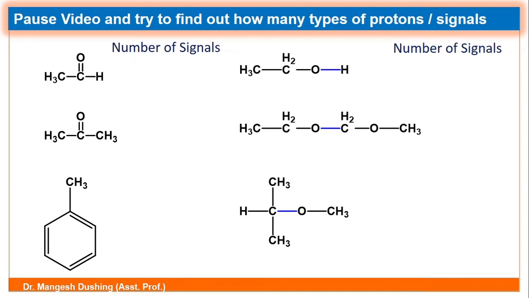Okay friends, after 5 minutes, see now the answers. In the first molecule, see here, this CH3 is attached to the carbonyl group. So this is a different type of proton, while this H is attached to the carbonyl group. So this H is different, this CH3 is different. There are 2 types of protons. We have to mention them like HA and HB. So how many types of protons? 2. So in this molecule, acetaldehyde, there are 2 types of protons and 2 types of signals.